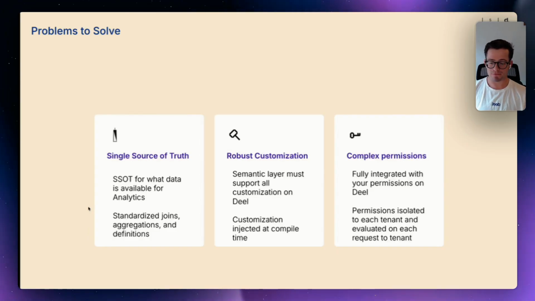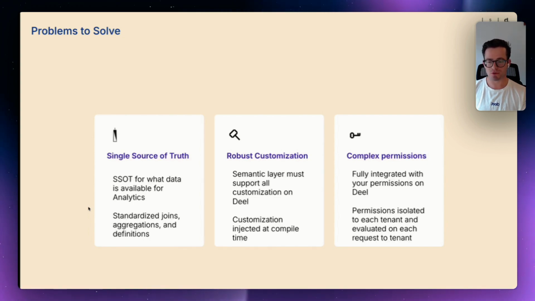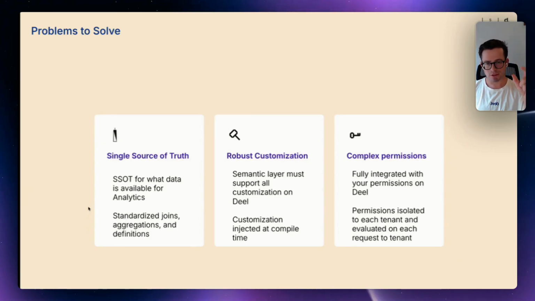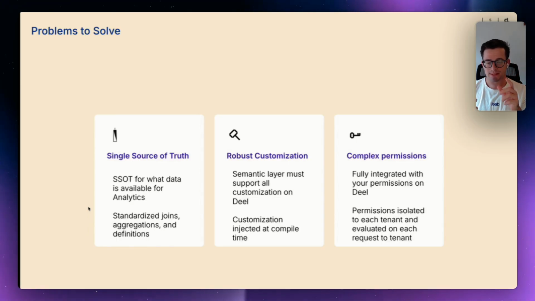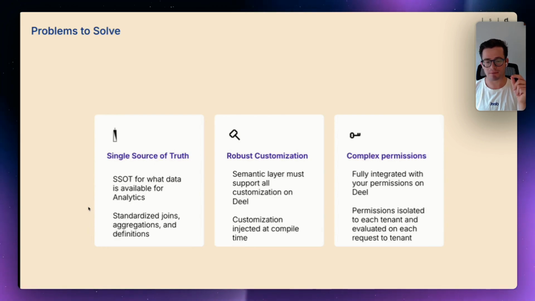Maybe speaking specifically about a few more of these items here. When we're talking about a single source of truth, as I was saying, this isn't only how we do joins and aggregations and how different dimensions are defined. This is a single source of truth for every object that is available for analytics at Deel, from an employment to an employment term to a piece of IT equipment to a time off request to a time shift. All of these are defined in the semantic foundation that our team builds. Second, as I was saying, our team first defines this standardized semantic structure, but then for every organization, we have to be able to inject customization at compile time.